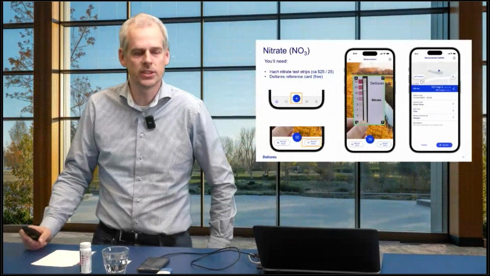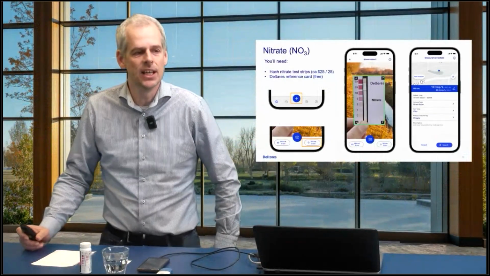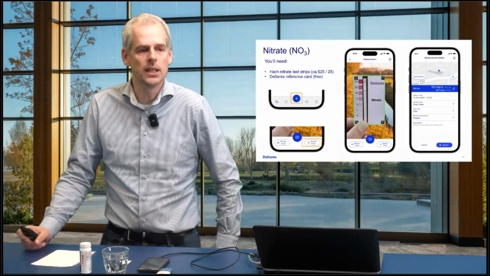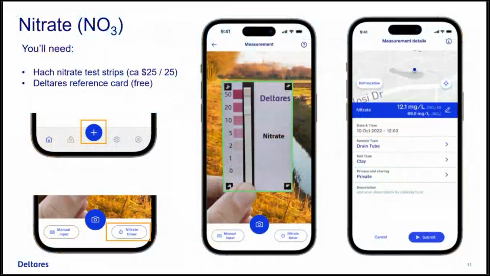So here is where it all started, measuring nitrate. From the home screen, you can press the plus button, and that brings you to the camera. This camera is looking all the time for these reference cards that you see in the middle. It's recognized by the corners, the small QR codes. And then you can put your test strips there, and the reading of the strip is automated.